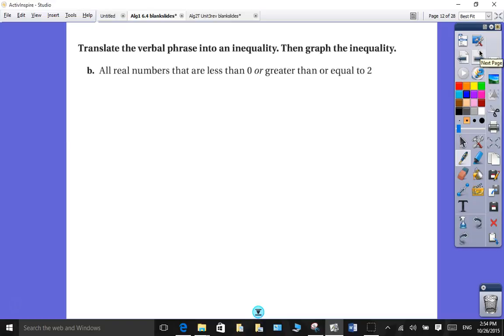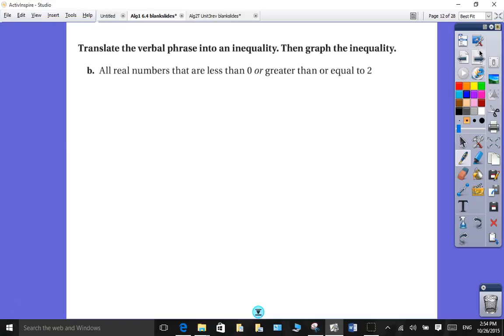Okay, so that's just all kind of set up so that we can start doing some of the examples in the book, which are going to be like your homework problems in the book. Translate the verbal phrase into an inequality, then graph it. All real numbers that are less than 0 or greater than or equal to 2.